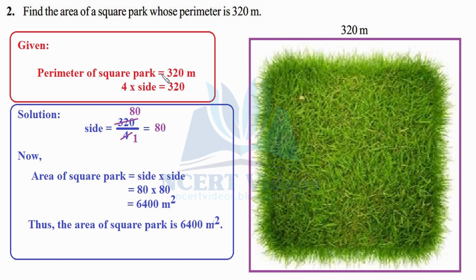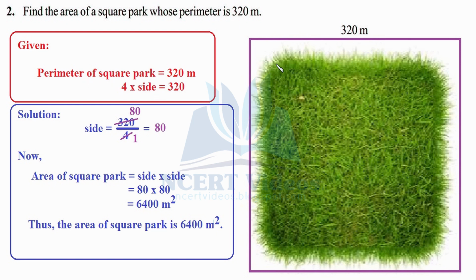In between we have equal sign. Therefore, it makes it as an equation. And you have to change this statement into algebraic equation in order to find something new. So we will break this down. Perimeter of square park, we know it is 4 into side.